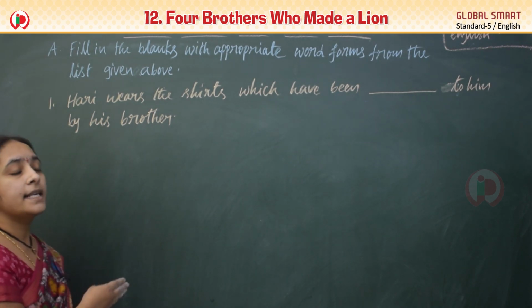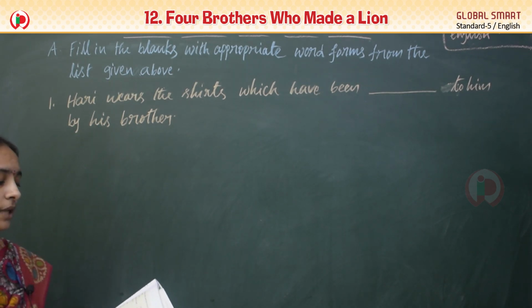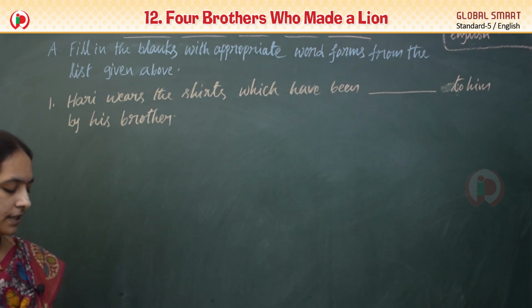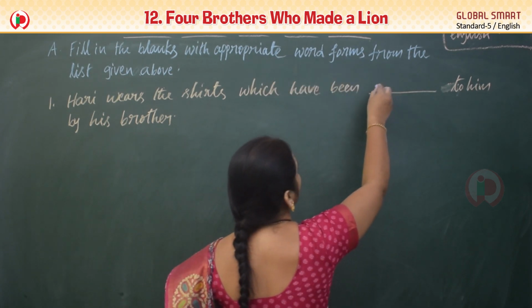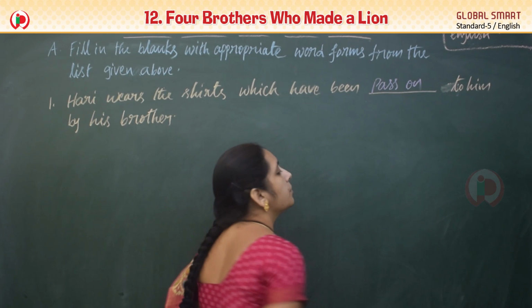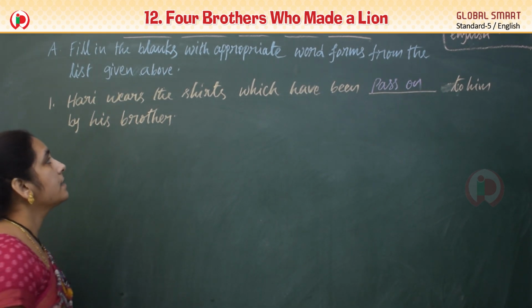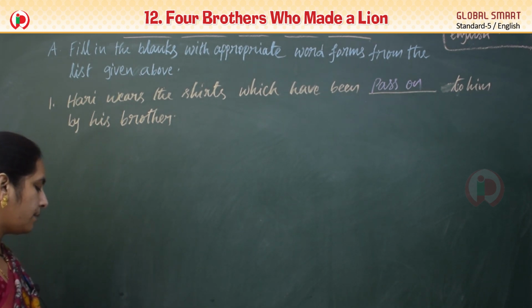That means his brother has given them to him. So when we have given something to others, what do we call it? Yes, pass on. So then what can we write here as the answer? Yes, Hari wears the shirts which have been passed on to him by his brother. Okay, got it? Like this you should write. So see the second one, what do we have?